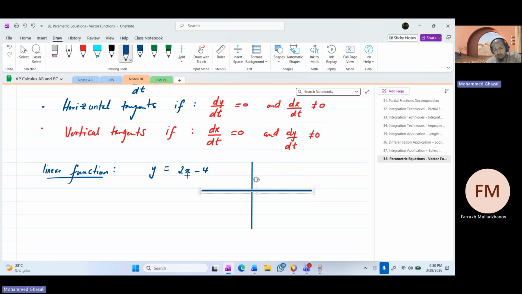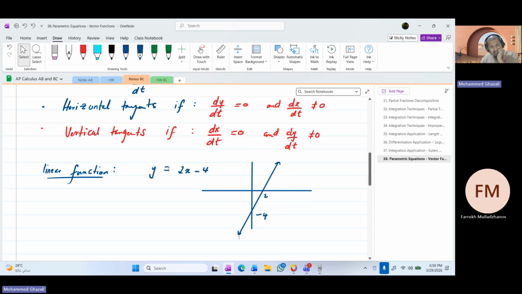The x-intercept will be 2, the y-intercept will be minus 4. Are we good? It's easy to sketch. That's minus 4, and there's 2. Now, obviously, these are set functions that you already know, right?